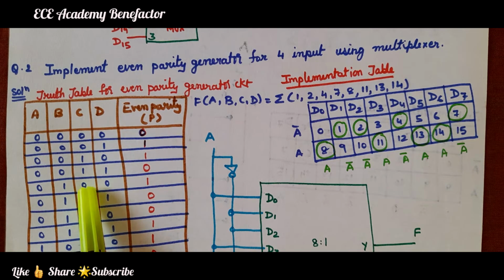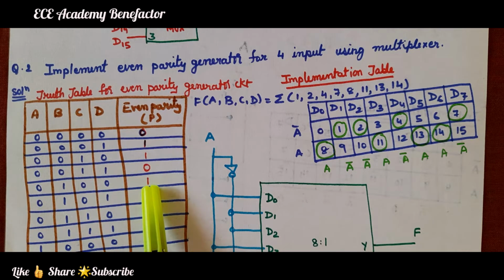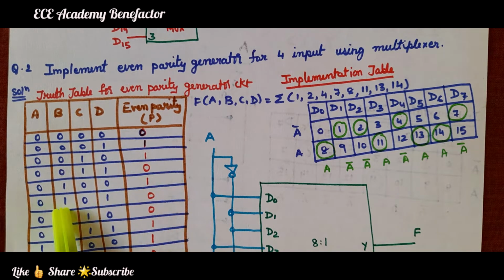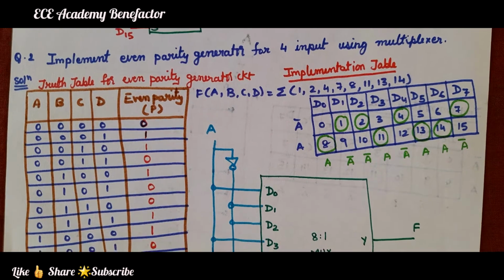In this combination, only a single 1 is there, so we will add one more 1 here. In this 1 0 1 combination, 2 ones are there, so no need, it is already an even number of ones. So no need, we add 0. Double 1, no need, so 0. Triple 1 means odd, so we need to add 1 here.